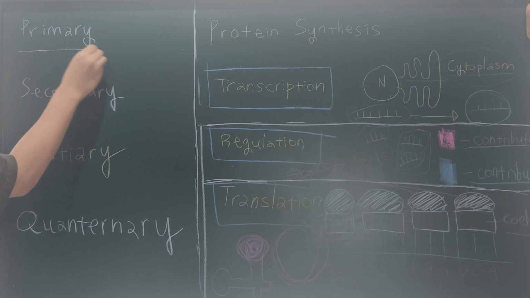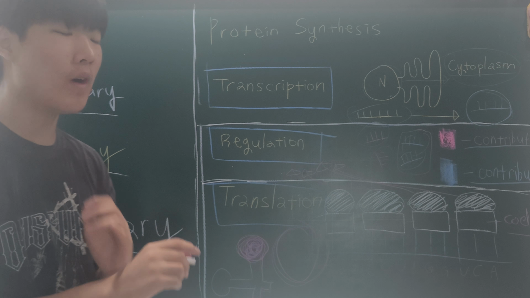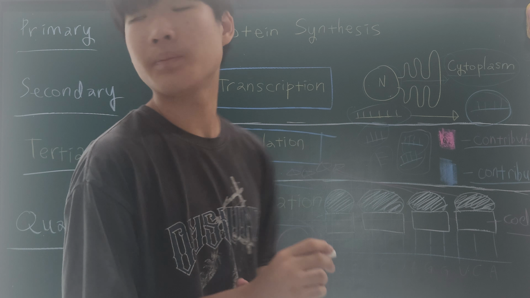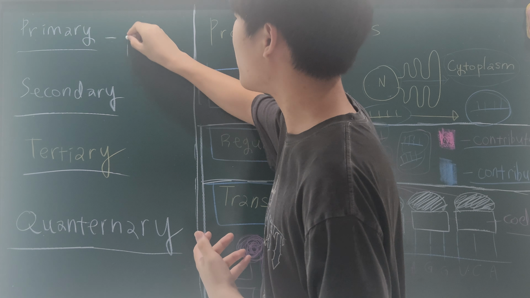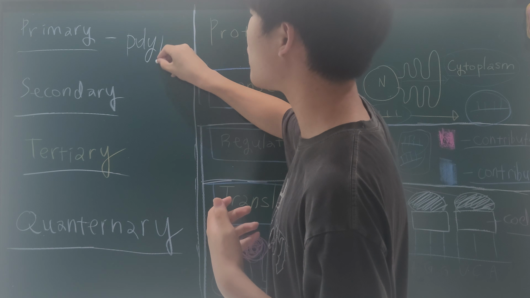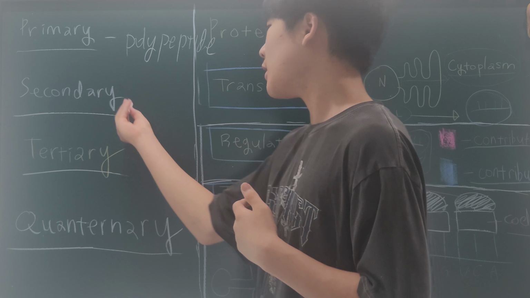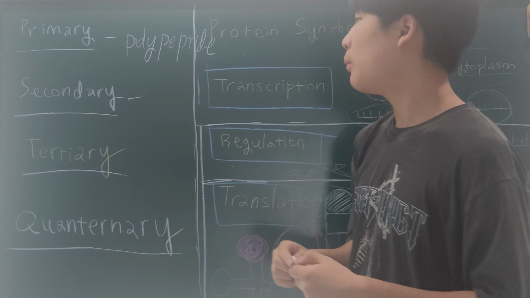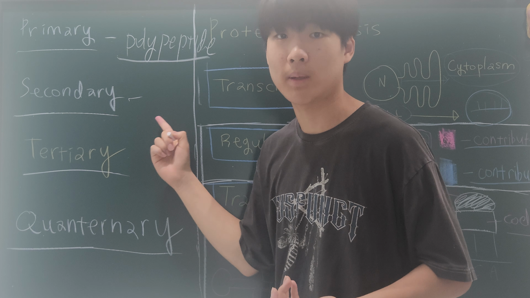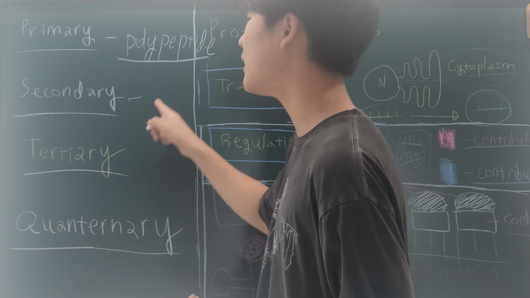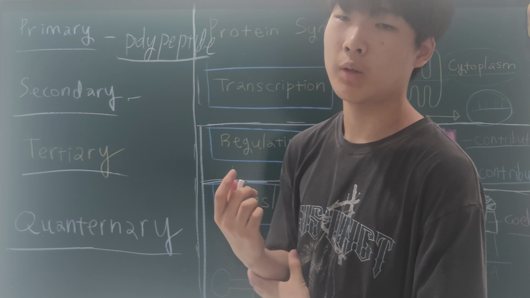Now what you see right here are the steps for a protein to become a complete and well-functioning state. First, the primary. The primary is the polypeptide, of course. It's just the initial state of the protein. Secondary, is like an evolving stage for the polypeptide. It's not that important, secondary. It's just a stage that is getting ready for the fully functioning protein.